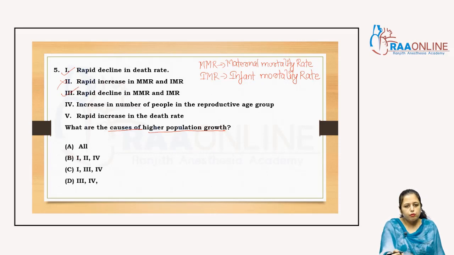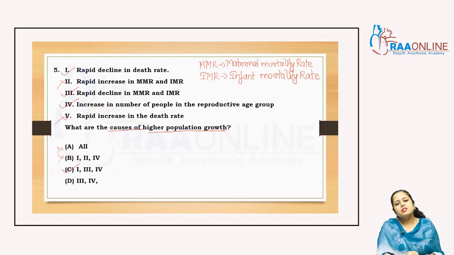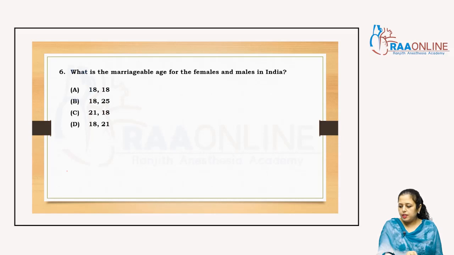In that case, what will happen? The population growth is high. Increase in number of people in the reproductive age group, exactly, right? Rapid increase in death rate, no. So the answer is 1, 3 and 4. So answer is C. Now come to the next.